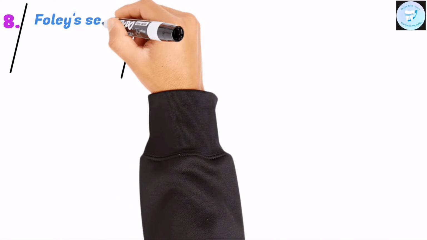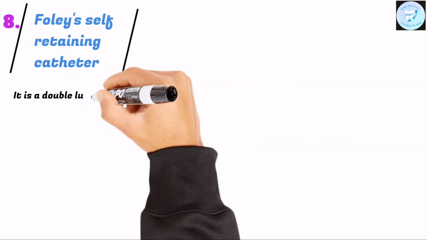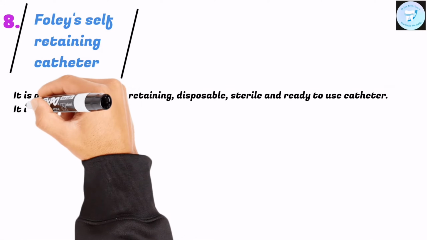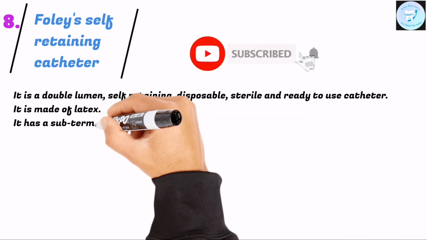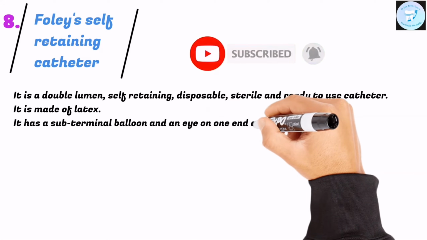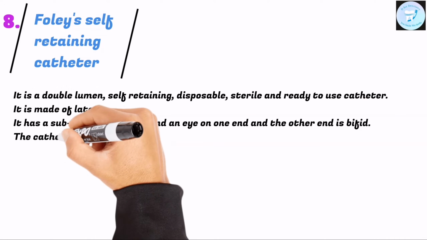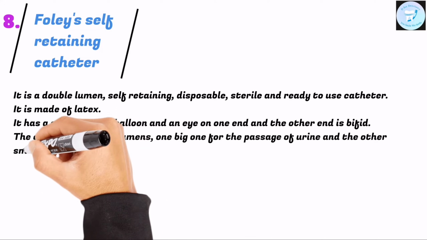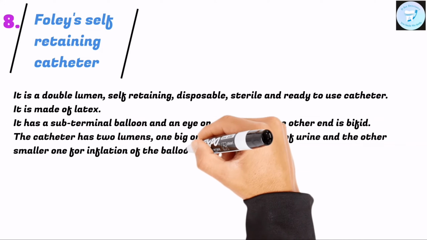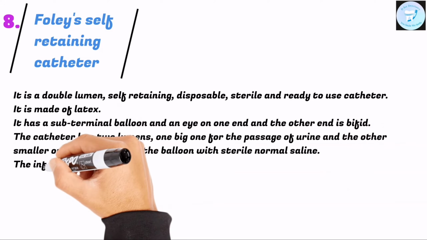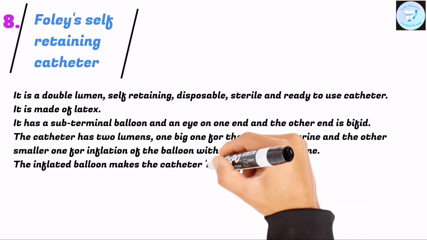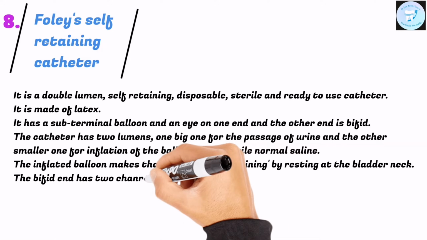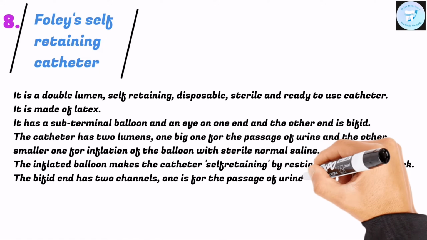8. Foley's self-retaining catheter. It is a double lumen, self-retaining, disposable, sterile and ready-to-use catheter. It is made up of latex. It has a subterminal balloon and an eye on one end, and the other end is bifid. The catheter has two lumens, one big one for the passage of urine and the other smaller one for the inflation of the balloon with sterile normal saline. The inflated balloon makes the catheter self-retaining by resting at the bladder neck.